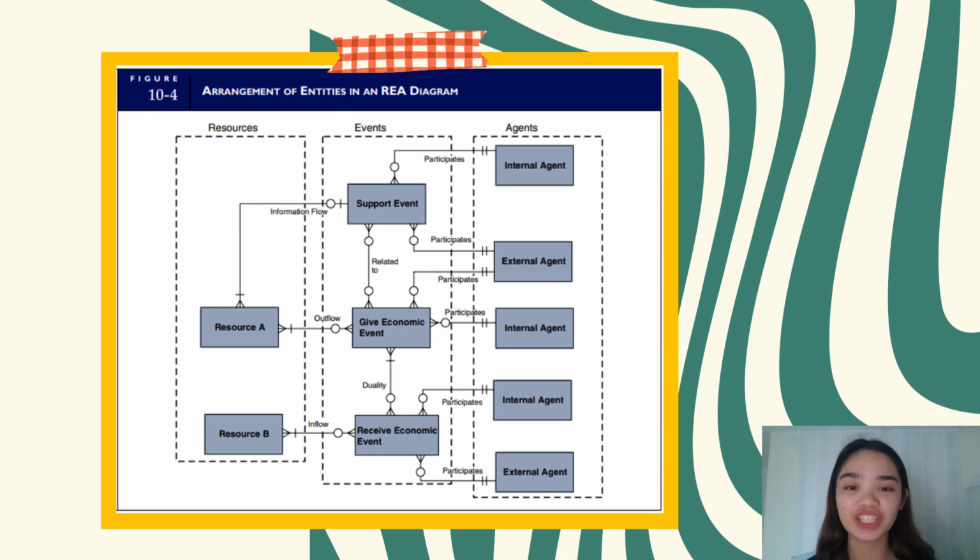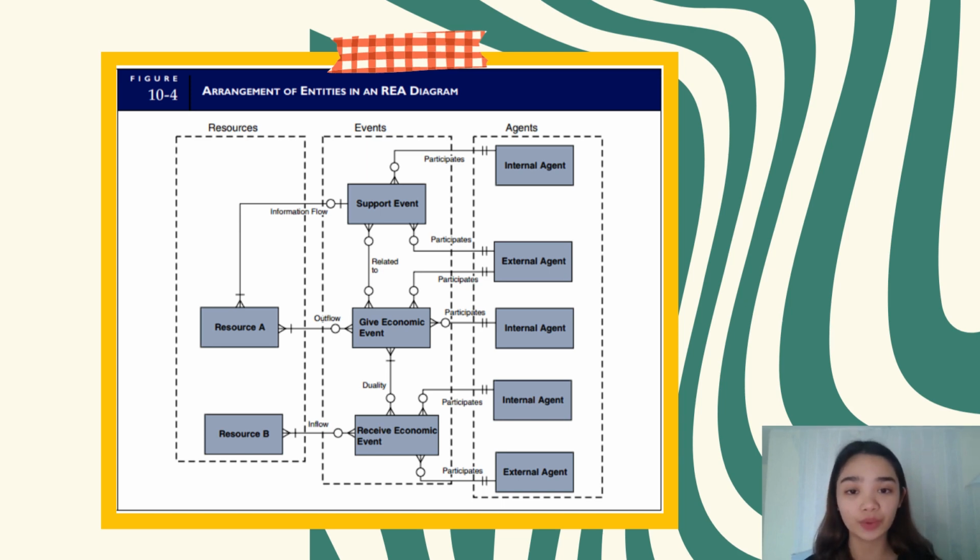We can see the arrangement of entities in an REA diagram as illustrated in Figure 10-4. This is an REA model showing duality of a give and receive exchange. Economic duality refers to events that occur in pairs. It represents the give event and receive event of an economic exchange. An example would be in the events part of the figure. We can see duality between the give economic event and the receive economic event.